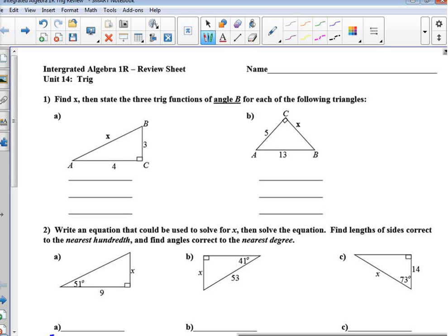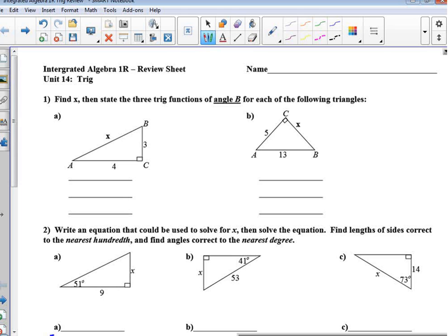Okay, today we are looking at our new unit, Chapter 9, so we're starting to look at trigonometry. We're going to start with a little bit of integrated algebra review. So let's dive right in. Find x and state the three trig functions of angle B for each of the following triangles.